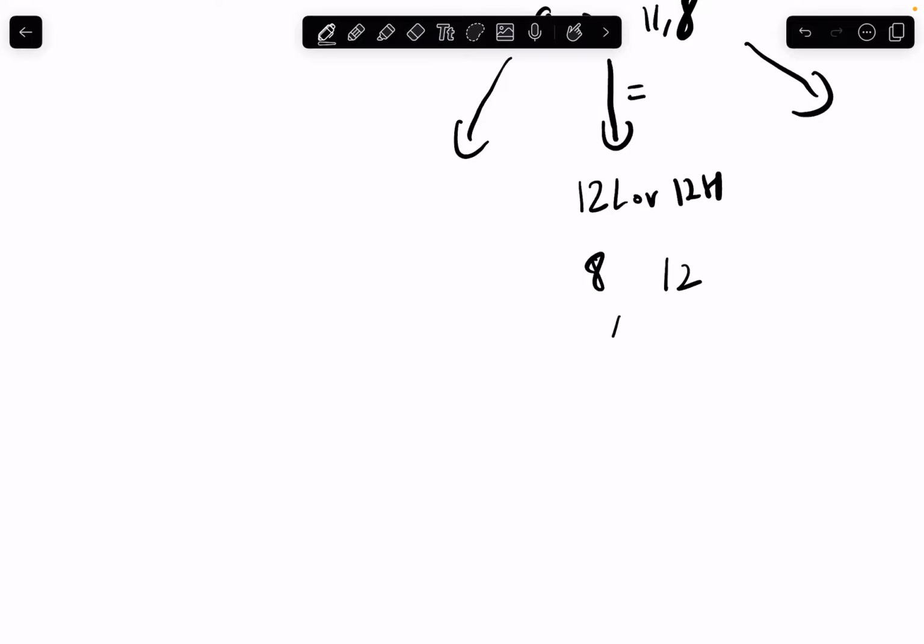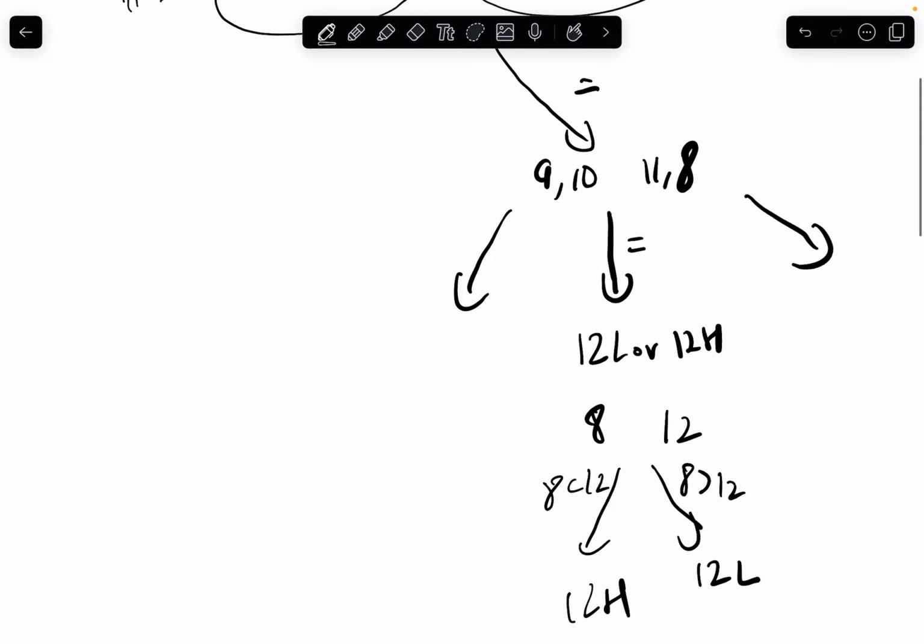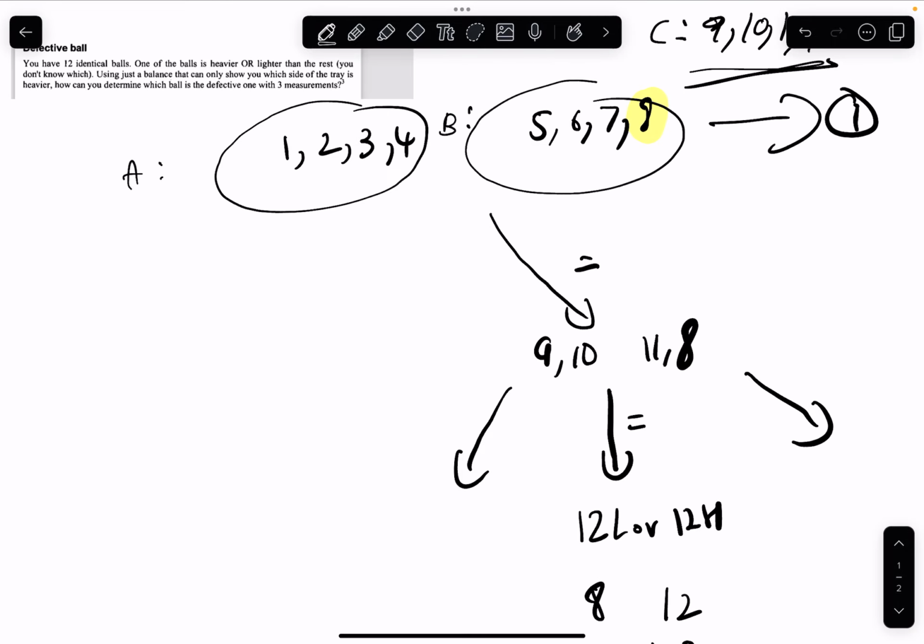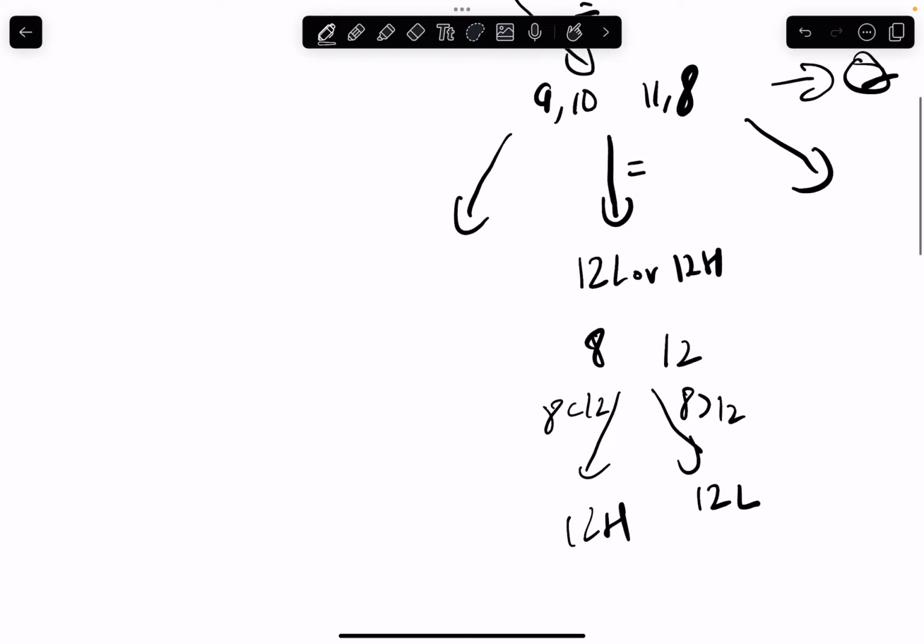And in this case, you have two cases. If 8 is greater than 12, you know that 12 is the lighter ball. If 8 is less than 12, you know 12 is the heavier ball. That is one case. And as you can see, this is the first layer of measurement, this is the second layer, and this is the third layer. You're just finding it out in three measurements.